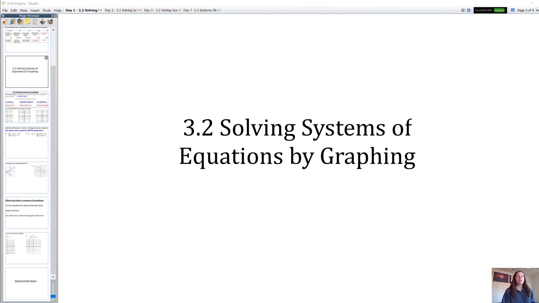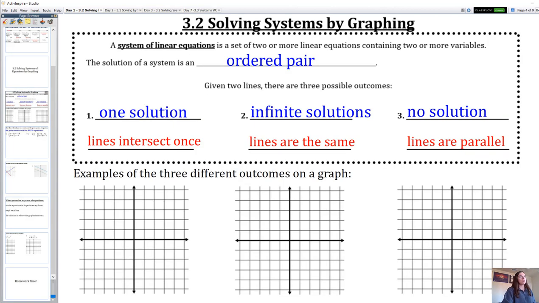Now we're going to start our unit on systems of equations, and today we're going to focus on solving those systems by graphing. So a system of linear equations is a set of two or more linear equations containing two or more variables. The solution to this system is going to be an ordered pair.